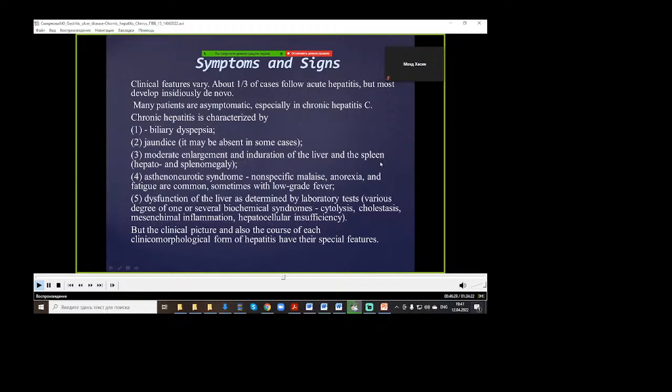And your home task for this class, the class about hepatitis and cirrhosis, will be to revise your knowledge about liver palpation and liver percussion. So you must repeat how to perform percussion of the liver and spleen, and what the normal sizes of the liver and the spleen are. What are the normal characteristics of the liver and spleen?